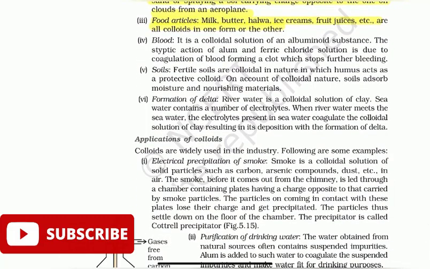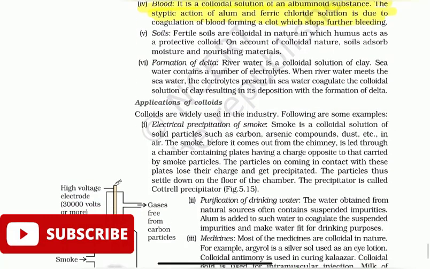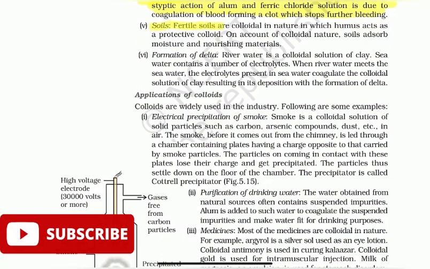Blood. It is a colloidal solution of an albuminoid substance. The styptic action of an alum and ferric chloride solution is due to coagulation of blood forming a clot which stops further bleeding. Soils. Fertile soils are colloidal in nature in which humus acts as a protective colloid. On account of colloidal nature, soils absorb moisture and nourishing materials.